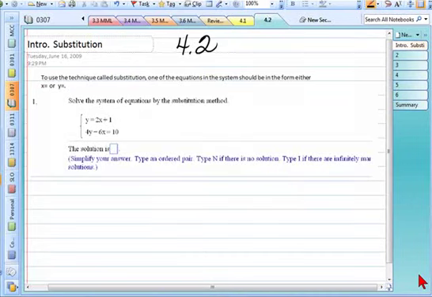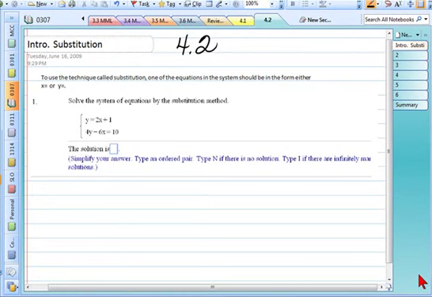4.2. We're trying to accomplish exactly the same goal. We're trying to find the solution to a system. But we're going to throw our graph paper away for this lesson. We will not graph anything, and yet we're going to find an algebraic technique for solving a system.